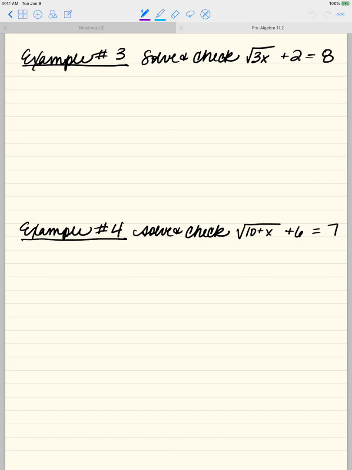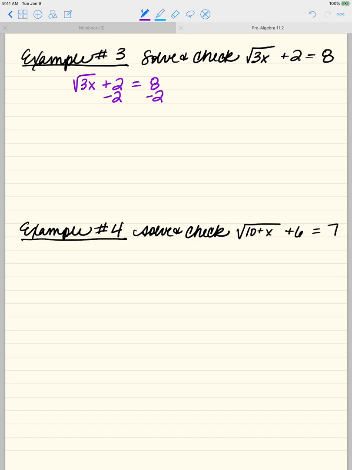Example number 3, solve and check the square root of 3x plus 2 is equal to 8. 3 is being multiplied by x under the radical. The first thing that I have to do is eliminate this constant on the left side. So I need to subtract 2 from both sides. That's the very first step I need to do.